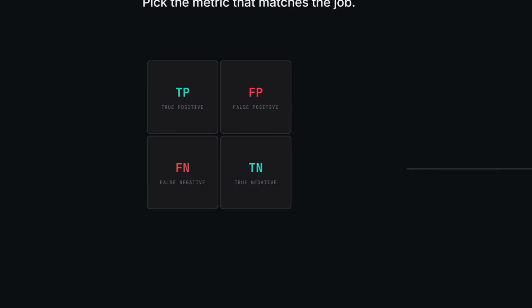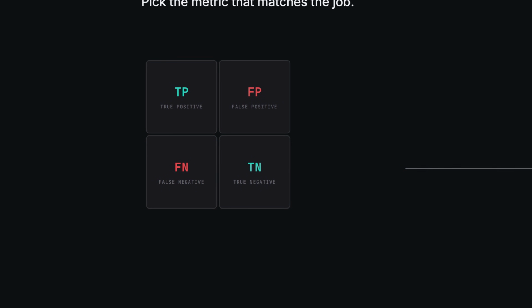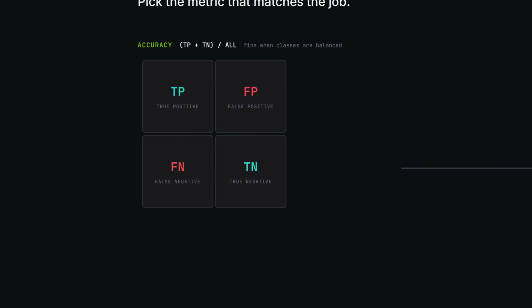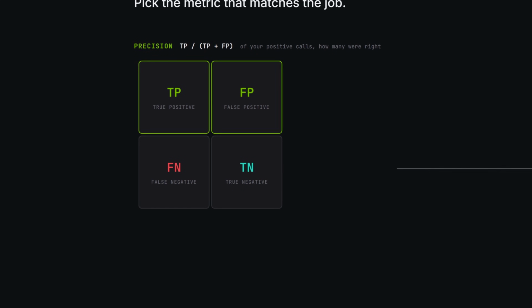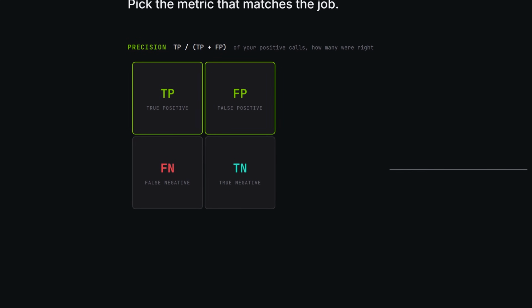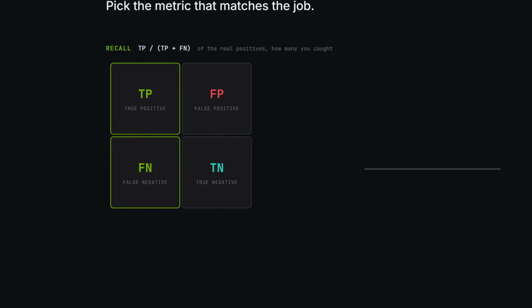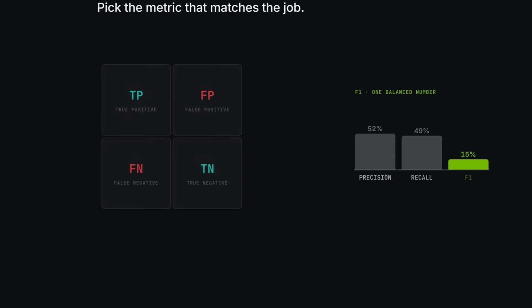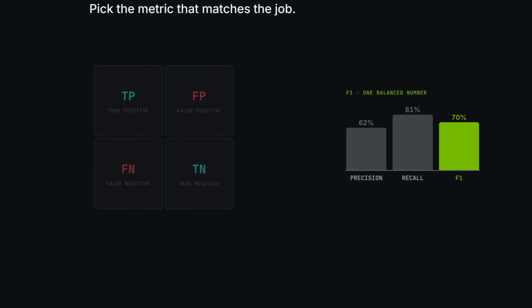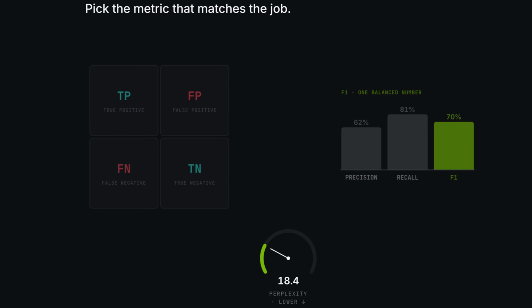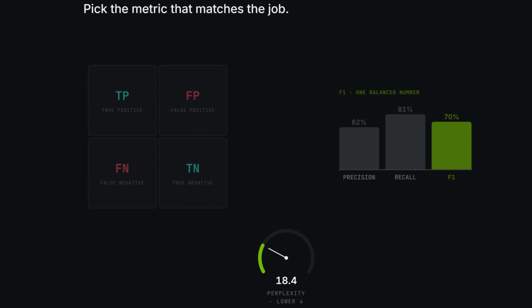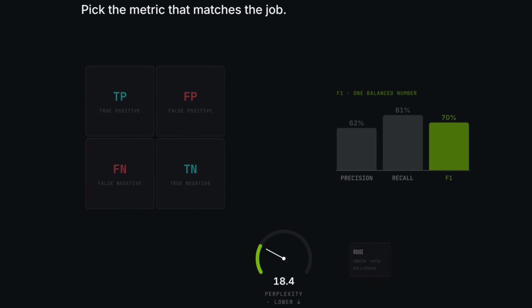Then you have to measure quality with the right metric, and the exam loves testing whether you pick the right one. For classification, accuracy is fine on balanced data, but when one class is rare, you reach for precision, which asks how many of your positive calls were correct, and recall, which asks how many real positives you actually caught. F1 is their harmonic mean when you need one balanced number. For a language model itself, perplexity measures how surprised it is by real text, and lower is better. For generated text, ROUGE scores summaries by overlap with a reference, and BLEU does the same job for translation.